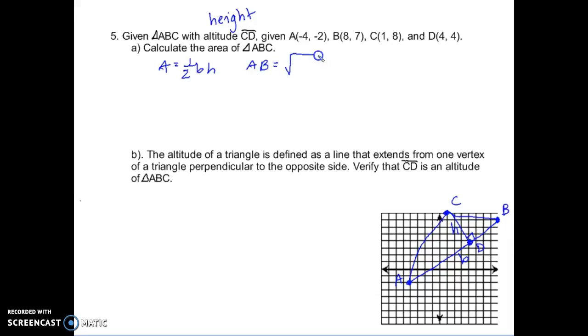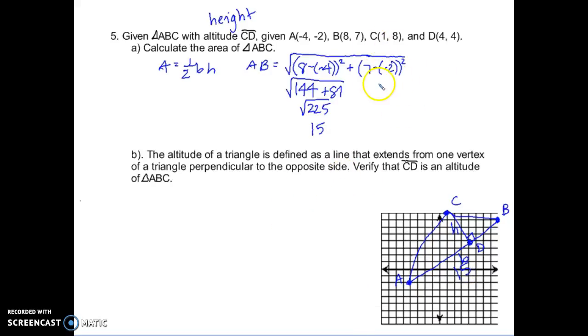distance AB, you plug in 8 minus negative 4 squared plus 7 minus negative 2 squared. 8 minus negative 4 is 12. Squared is 144. And 7 minus negative 2 is 9. Squared is 81. 144 and 81 gives us 225, and the square root is 15. So this base is 15 units long.